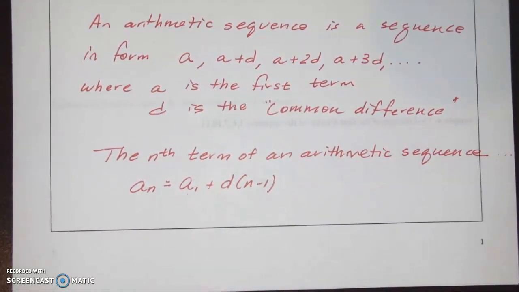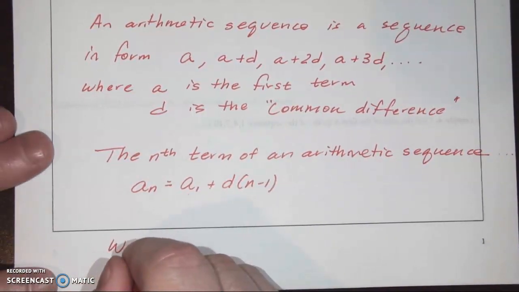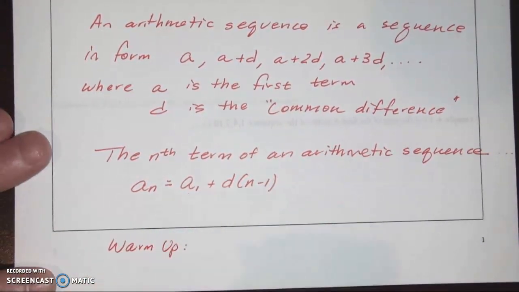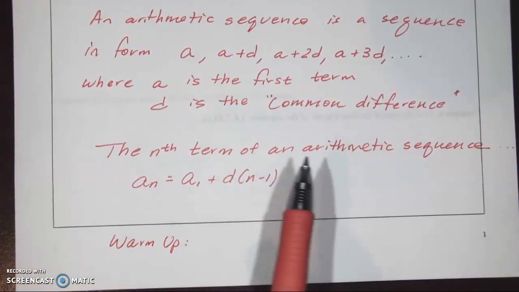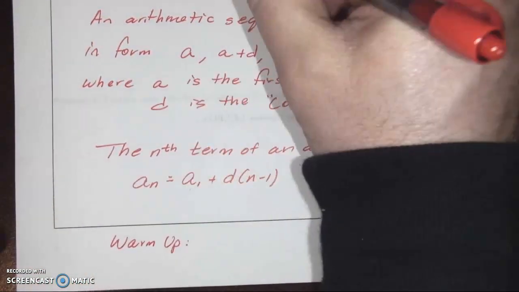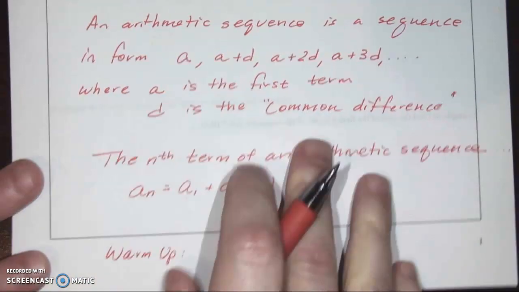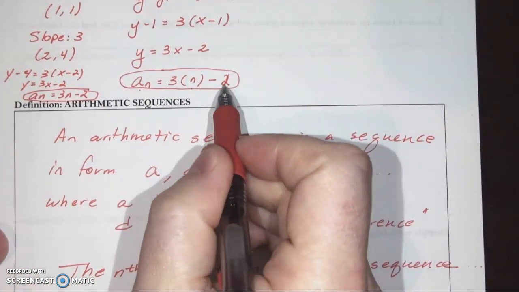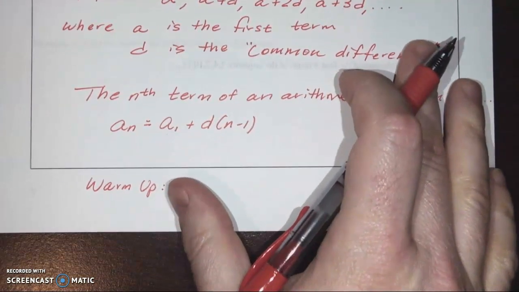Okay? In our warm-up, we found that the nth term was 3n minus 2. Actually, I should go up here and change. I wrote a 1 here for some reason. That should be a 2.